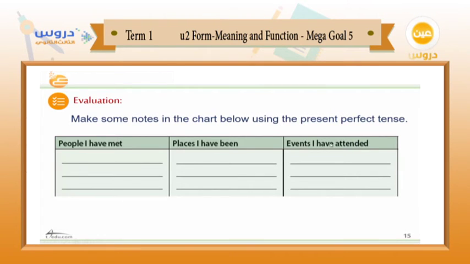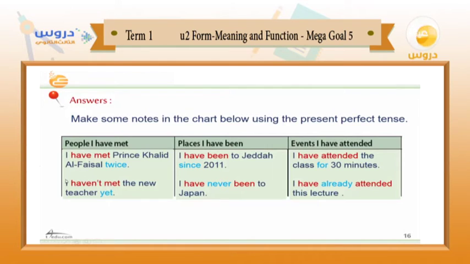Okay? Now, let's see the examples. People I have met. I have met Prince Khalid Al-Faisal twice. We use the present perfect: I have met. And we use the time expression twice. It's a clue and it's a keyword for the present perfect. Number two. I haven't met the new teacher yet.